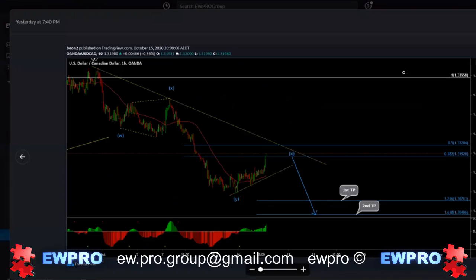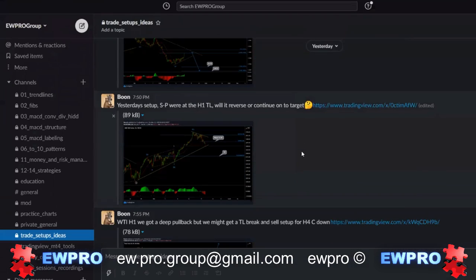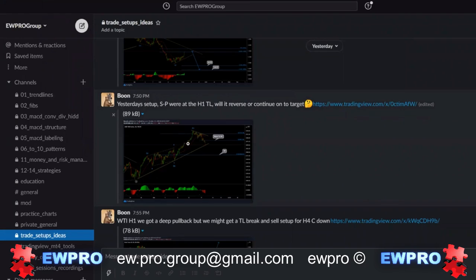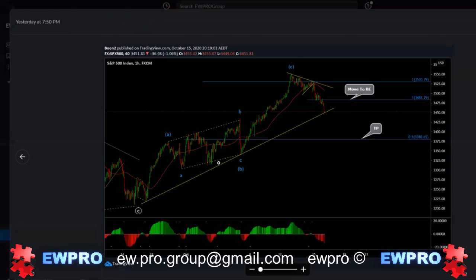So then there's the S&P. This was a trade we took, I think it was on Tuesday. S&P, we're at the trend line. Will it reverse or continue onto target? So this was a trade up in here that we took on Tuesday, got it to break even, and here we're at the trend line. So either we break through there or we go and break the top. Now, we did actually get a bounce off this trend line. So yeah.